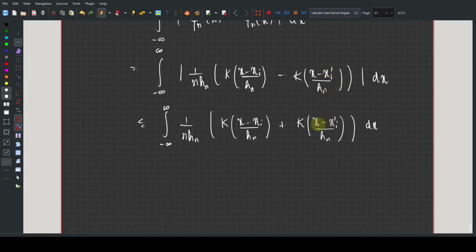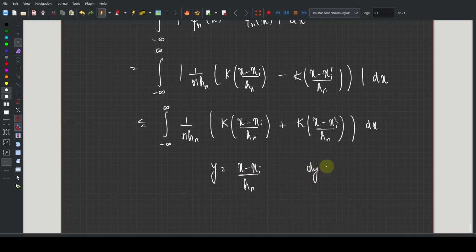Should be xi prime. But what is the integral from minus infinity to plus infinity of 1 by n times hn, k of (x minus xi) divided by hn? Overall that's going to be 2 divided by just n. So to see why that is the case, substitute y equal to (x minus xi) divided by hn.